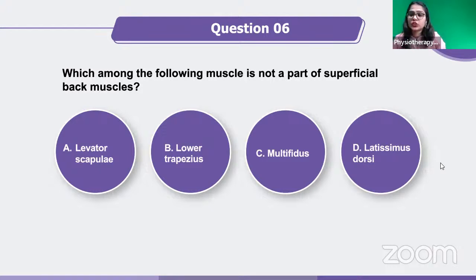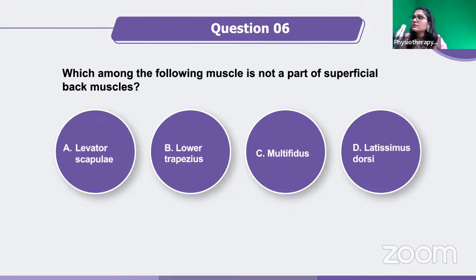Now, time for the question. Sixth question: which among the following muscles is not a part of the superficial back muscles? We have studied, right? Back muscles are divided into two parts. One is the superficial part, another one is the deep part. Between both of them is the intermediate part. Deep muscles are known as the intrinsic group of muscles because they are the pure back muscles. Superficial muscles, or the extrinsic group of muscles, have migrated to the upper limb. That's why they are not true back muscles. So the question here is, which among the following muscles is not a part of the superficial back muscles?